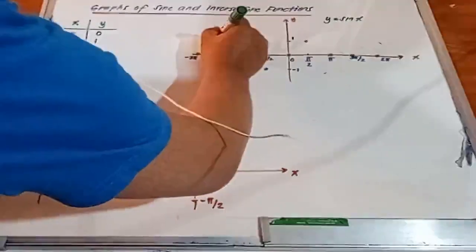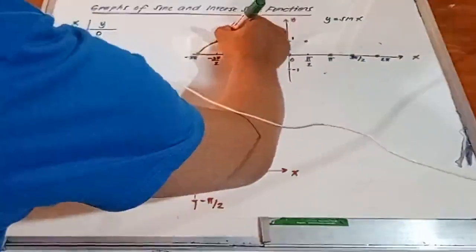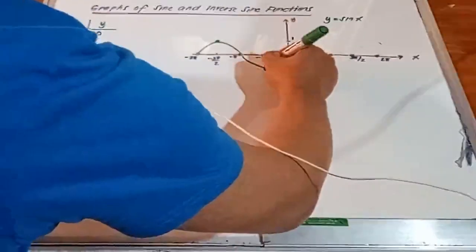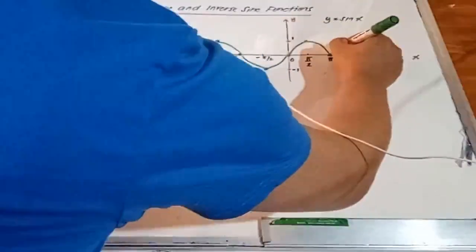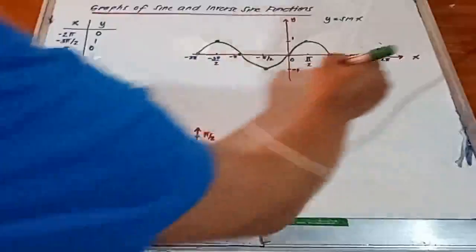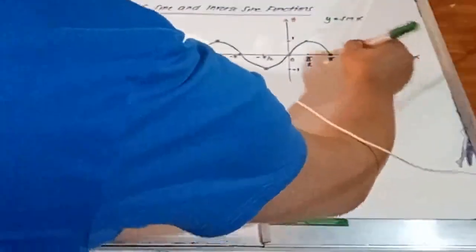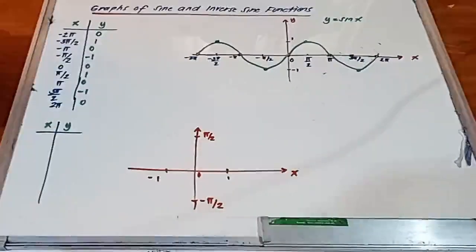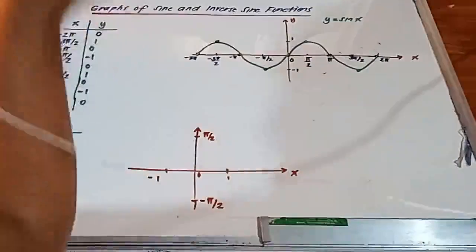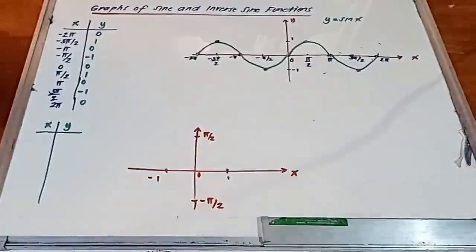So, pag ganito, 3 pi over 2, negative 1 here. So, ito yung graph ng ating sine function. Natutunan ninyo yan sa mga previous lessons natin.